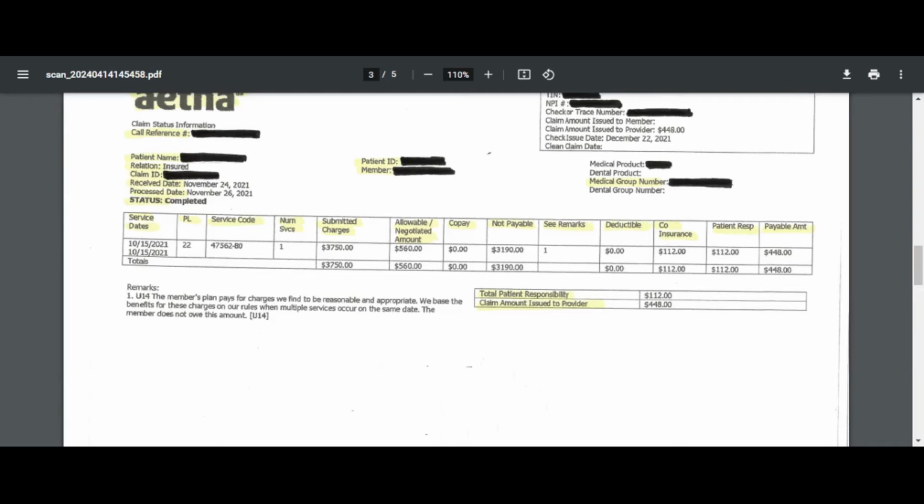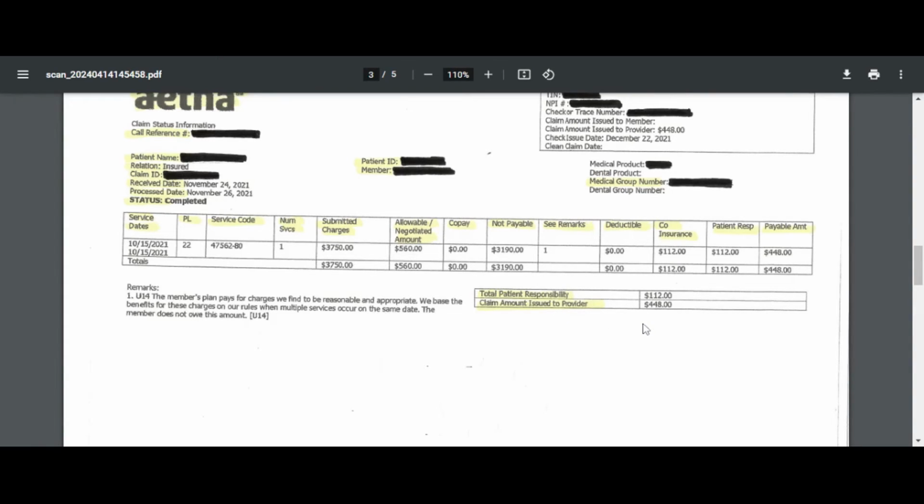Now, I recommended in a video that I did before, or I kind of always recommend, that you make sure the patient pays up front. Sometimes that is accurate, sometimes it's not. But in this situation, let's say you did not have the patient pay up front, then you would know for sure that the patient is responsible for the $112. It says it up here where it says patient responsibility, and it says it here where it says total patient responsibility. So if for some reason you get a question from the patient, you know that is the correct amount.